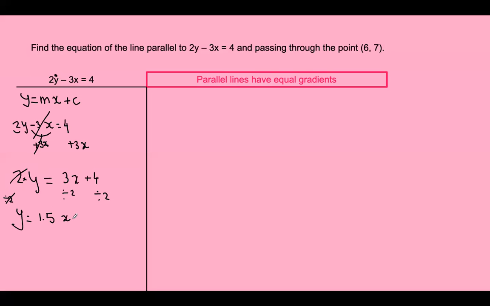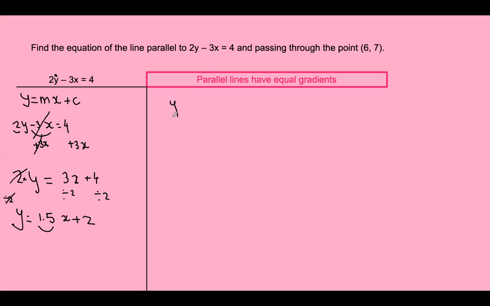And then 4 divided by 2 is 2, so plus 2. There you go. So this way we get to find out how much is the gradient of our first line. It is 1.5. And that means that the gradient of our second line is 1.5 because they are parallel. This is what the equation says. This is what the question says. And we know that parallel lines have equal gradients.